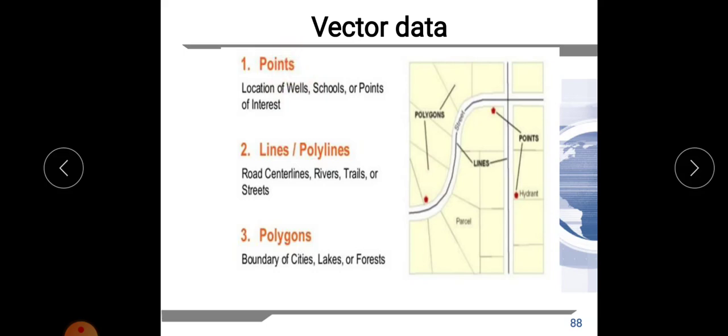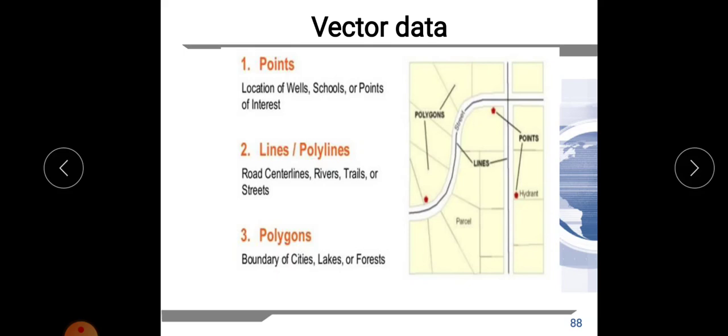Next, there are some lines here. These are streets, roads, pocket roads. These roads are represented as a line. So it is another type of vector data representation, as lines or polylines. That is, road center lines, rivers, trails, streets, etc. can be represented as a line. So here these are streets, so they are represented as a line.